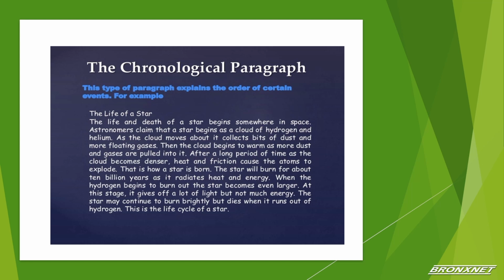The star will burn for about 10 billion years as it radiates heat and energy. When the hydrogen begins to burn out, the star becomes even larger. At this stage, it gives off a lot of light but not much energy. The star now may continue to burn brightly but dies when it runs out of hydrogen. This is the life cycle of a star.